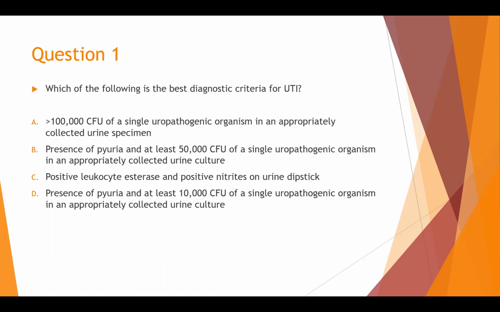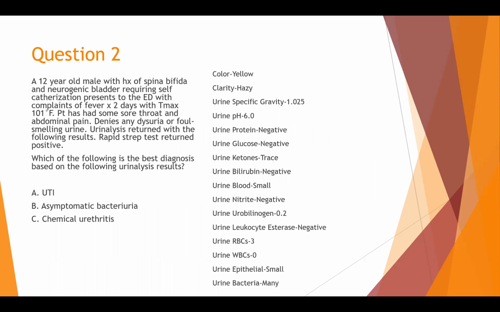Which of the following is the best diagnostic criteria for UTI? Is it greater than 100,000 colony forming units of a single uropathogen in an appropriately collected specimen; presence of pyuria and 50,000 in an appropriately collected specimen; positive LE and positive nitrites on a dipstick; or presence of pyuria and at least 10,000 of a single pathogen in an appropriately collected specimen? What y'all think? E. Yes, you're right. I feel like I've kind of beaten a dead horse with this one, so I won't go over why that is correct. Okay, next one.